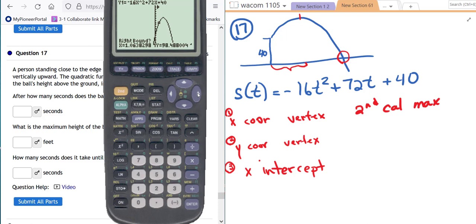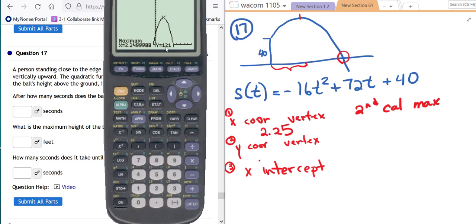Now I want to get to the right of that. Click enter. And click enter one more time. So I have 2.24 and I have a bunch of 9s. I'm going to round that up to 2.25 because that could be round off in the calculator when you get all that. So from our calculator, the x coordinate of the vertex is 2.25.